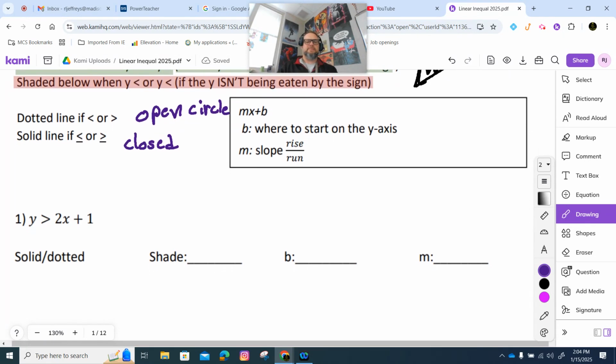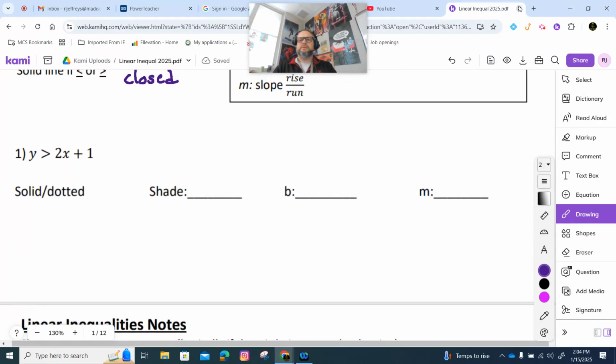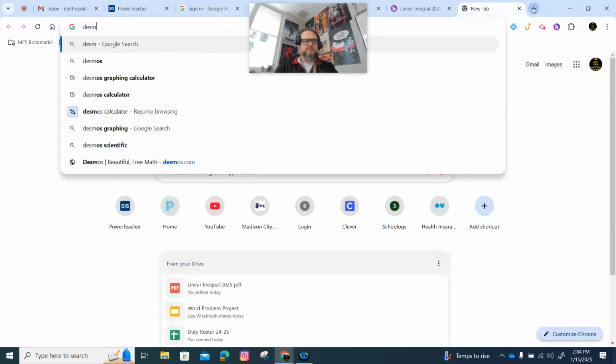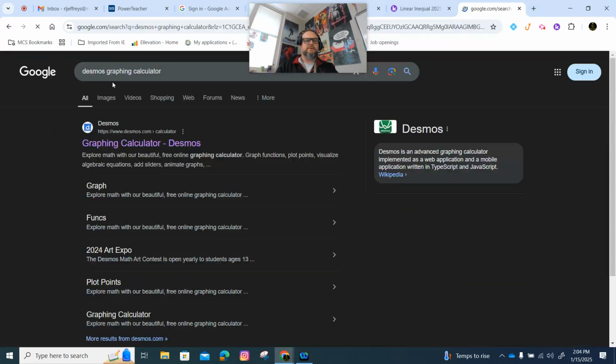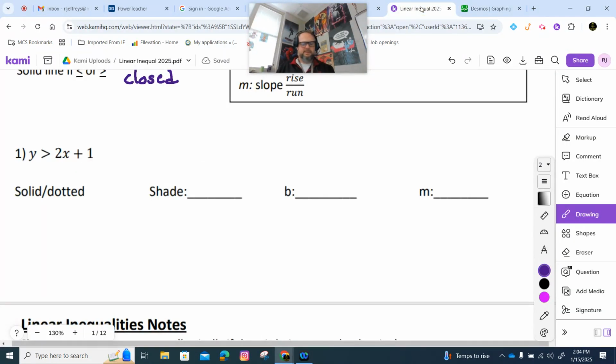So let's step through how this is going to go. Before we do that, I'm going to pull up a Desmos graphing calculator. Okay, good. So, working on this one. Solid or dotted? Is there a line underneath the sign? No. So this is going to be dotted.